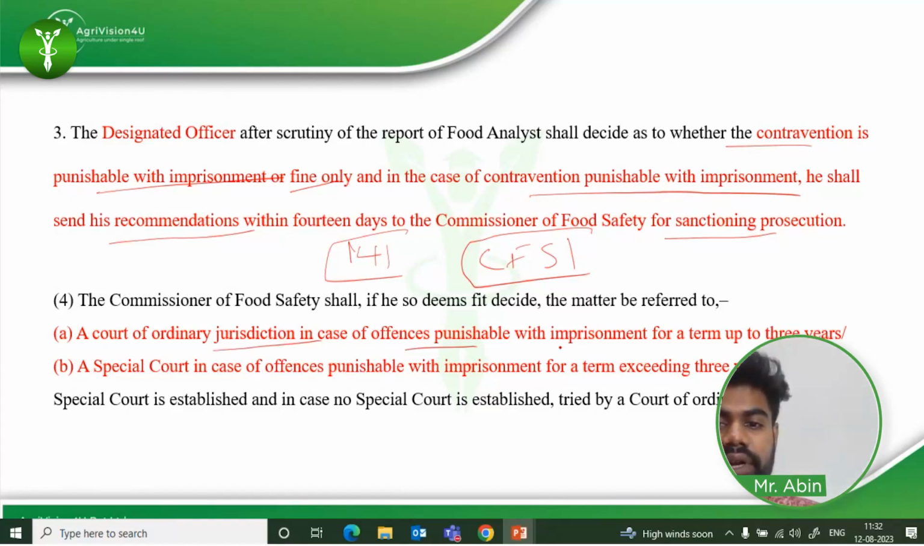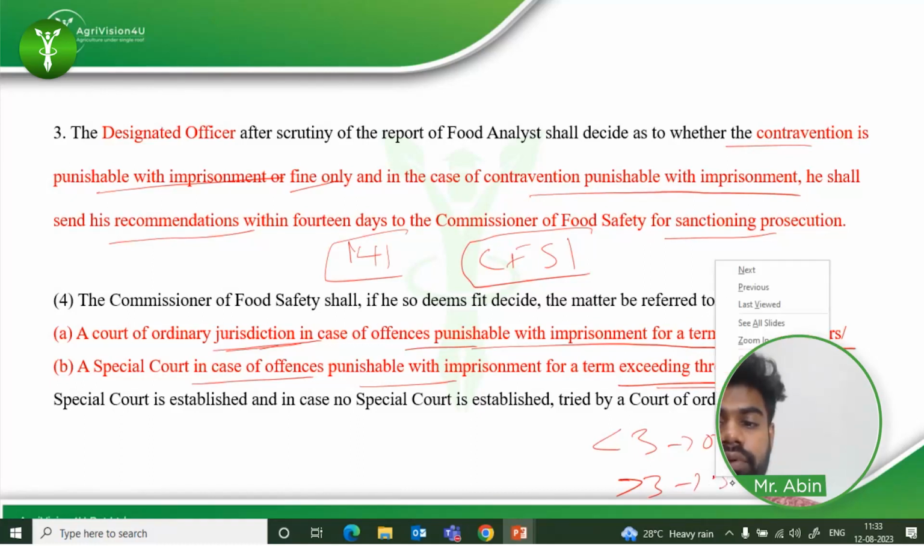In case of offences punishable with imprisonment for a term up to 3 years, he will be sending the matter to a court of ordinary jurisdiction, or a special court in cases punishable with imprisonment for a term exceeding 3 years. So less than 3, ordinary court; greater than 3, it will be going to special.